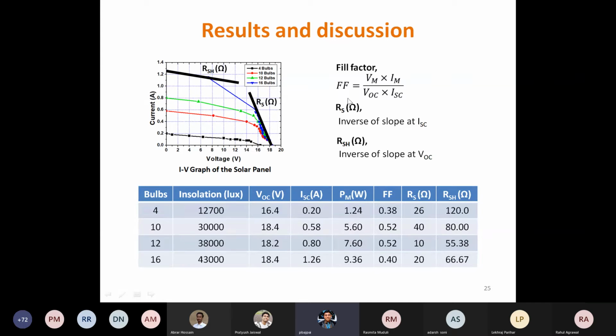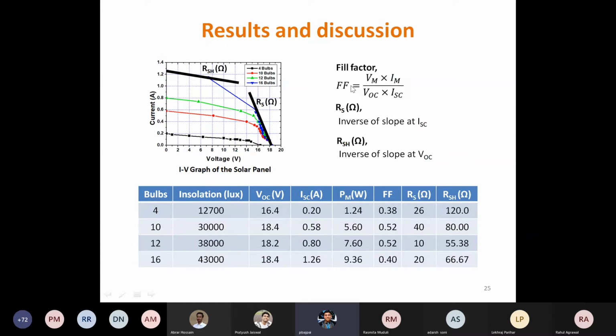Right. So Vm into Im happens to be at the knee point of this curve, where the product of voltage and current is maximum. That is called the maximum voltage, maximum current, divided by ISC at the short circuit and VOC at the open circuit. So basically, if you make a rectangle by extending the ISC value and VOC value, you will get a rectangle, and you make another, smaller rectangle from Vm and Im towards the x-axis and y-axis. The ratio of these two rectangle areas is called the fill factor.